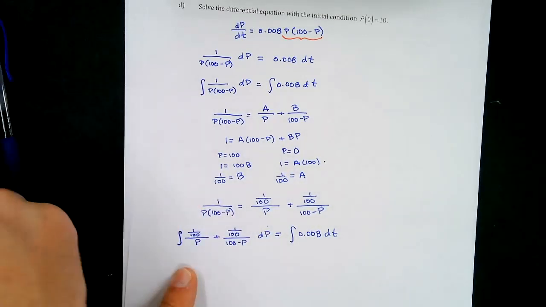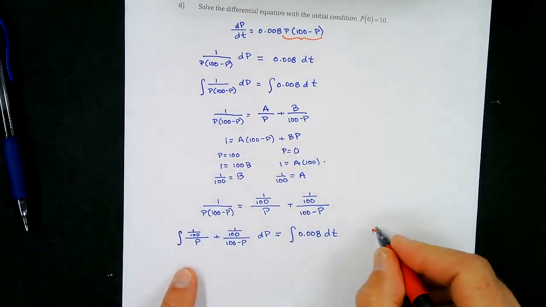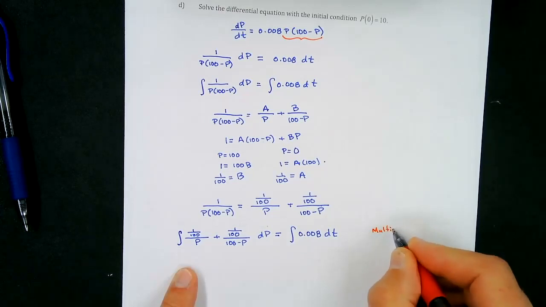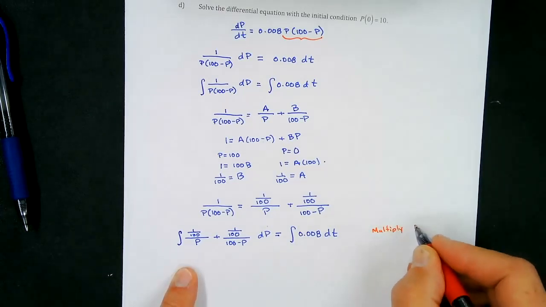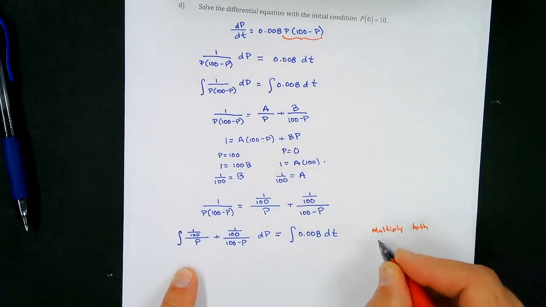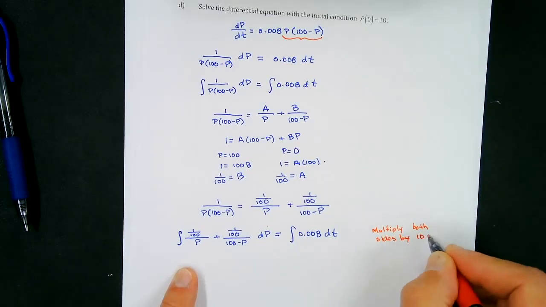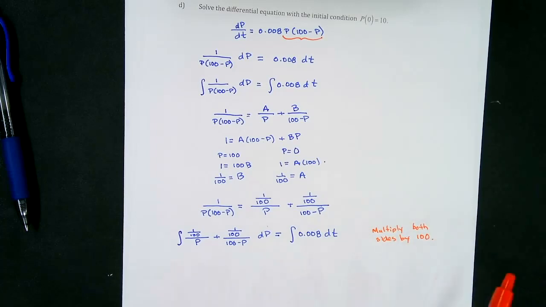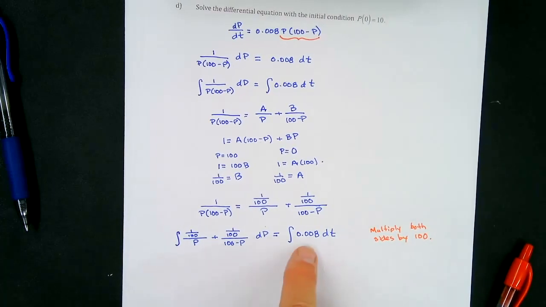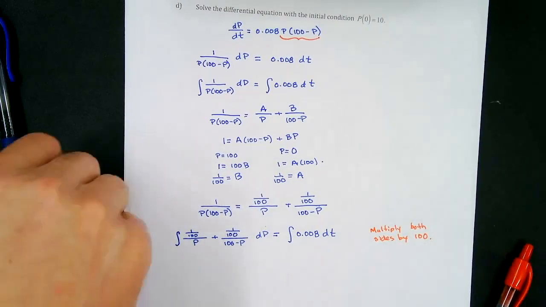So what I'm going to do is multiply both sides by 100, because that will clear out my fractions and move my decimal over. I'll have a little bit of a smaller number here.